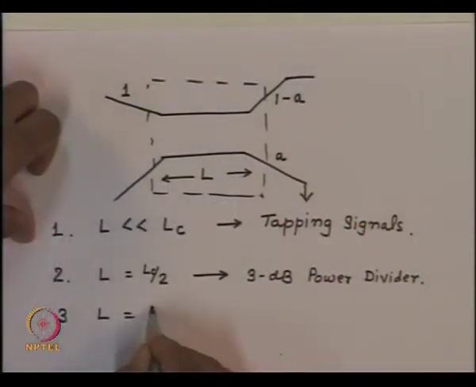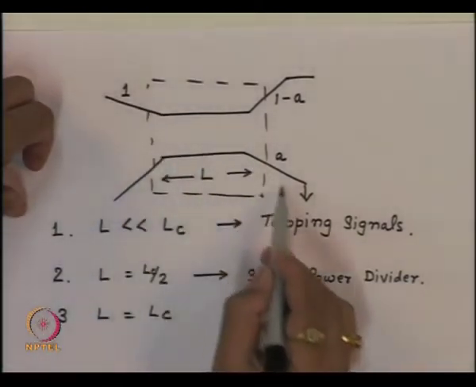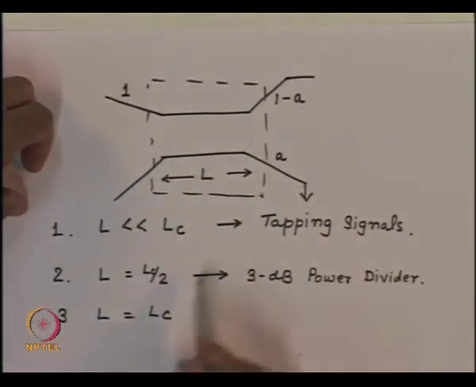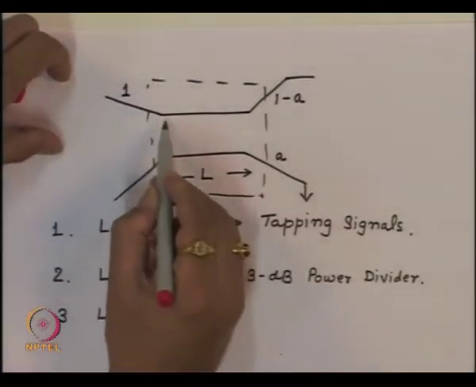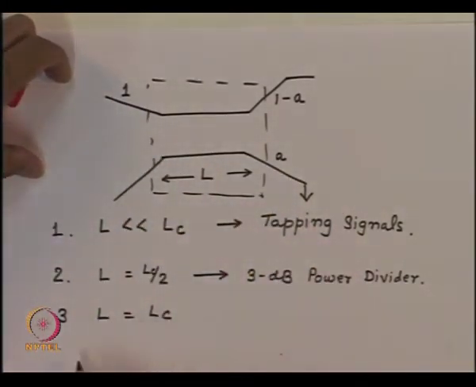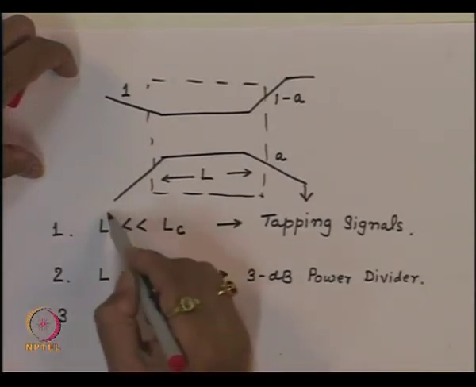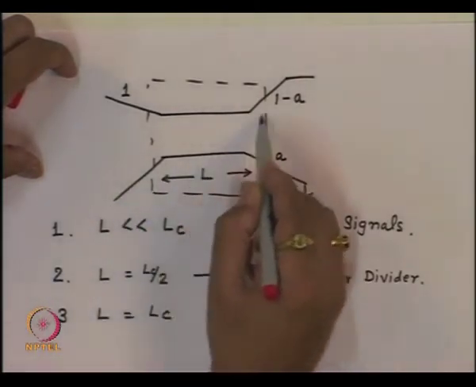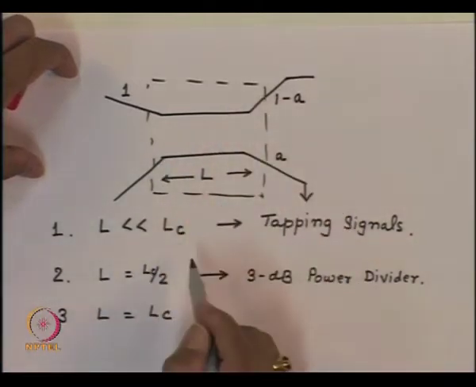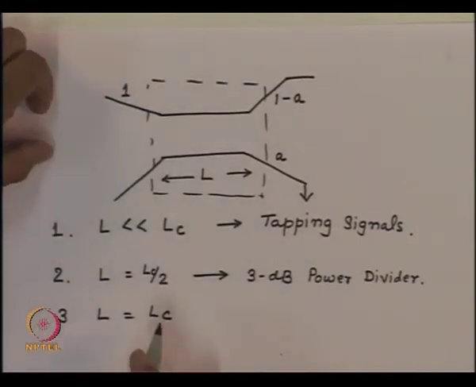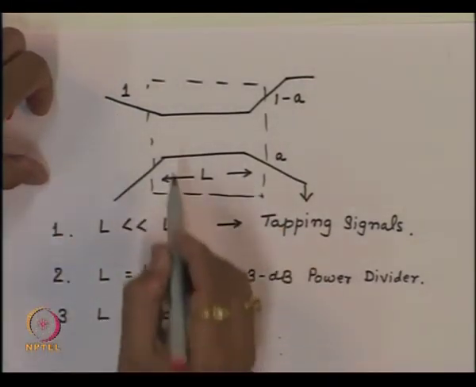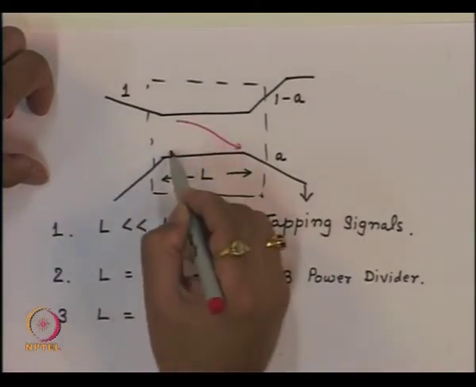Or if I take L equal to LC, the third possibility, then essentially the power will get transferred to this, and you will get the signal getting connected from here to here. But when the signal is getting connected from here to here for L equal to LC, if you connect the signal at this point, that will also get connected here, because now L is equal to LC. So if I consider the two signals which are at the same wavelength, one connected here, one connected here, this signal will get connected to this and this signal will get connected to this.